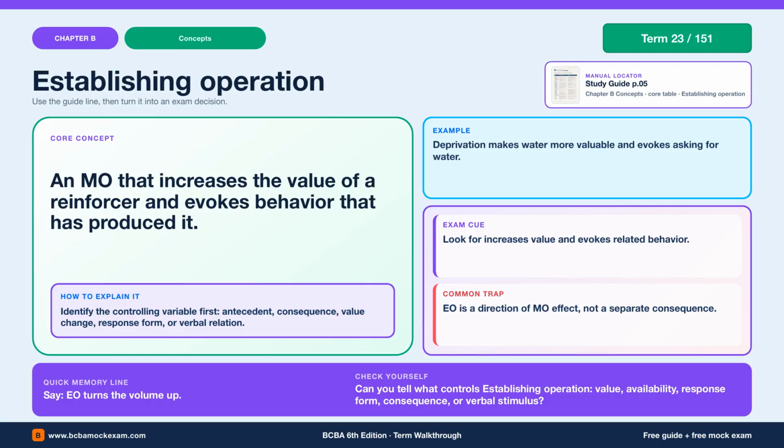Establishing operation. An establishing operation is an MO that increases the value of a reinforcer and evokes behavior that has produced it. For example, water deprivation makes water more valuable and evokes asking for water. The exam cue is increased value and increased related behavior. The trap is treating EO as a consequence. It is not. It happens before behavior and changes motivation. Memory line: EO turns the value up.